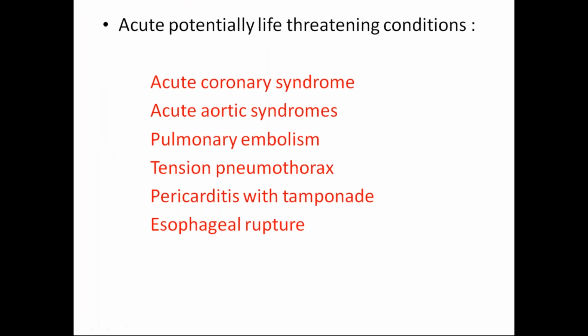Acute potentially life-threatening conditions. These 6 entities are very urgent to treat. Acute coronary syndrome, MI, we have already discussed the golden period for giving thrombolytics, and we have already discussed aortic dissection and coarctation of the aorta. Acute aortic syndromes are also very urgent to treat. Pulmonary embolism, we have seen the S1Q3T3 pattern, sinus tachycardia, T wave inversions in V1 to V4.